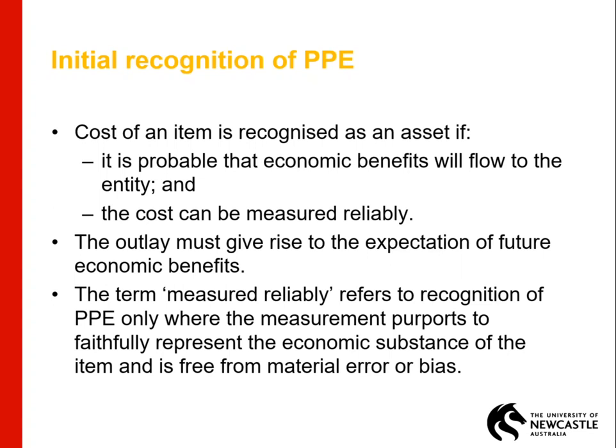The standard also states that the cost of an item is to be recognised as an asset if it is probable that economic benefits will flow to the entity. So that means that there's more likely than less likely, and the cost can be measured reliably. So these two recognition criteria align with our definition of assets in the conceptual framework. The standard also says that the outlay must give rise to the expectation of future economic benefits.